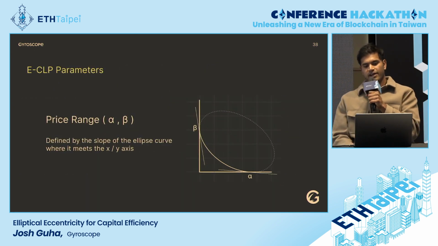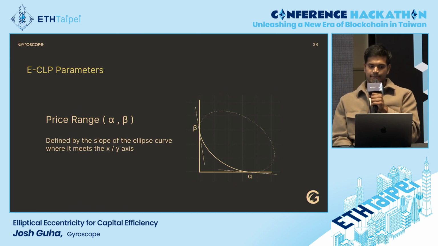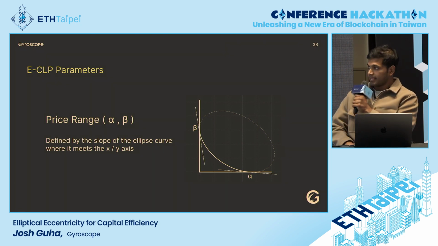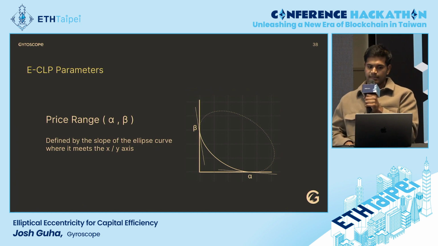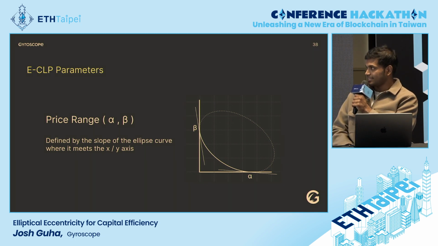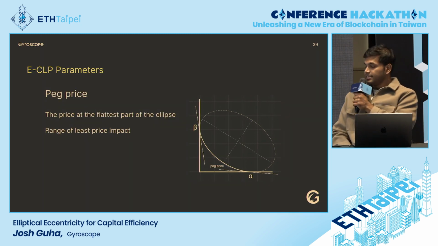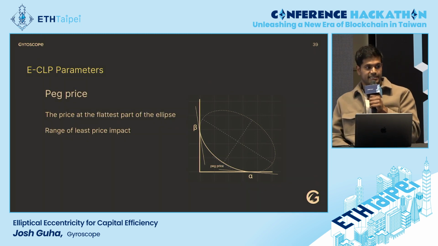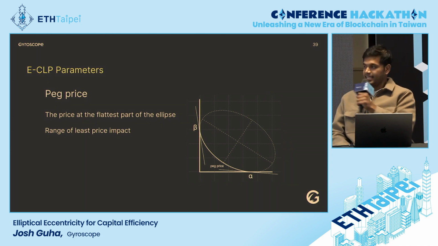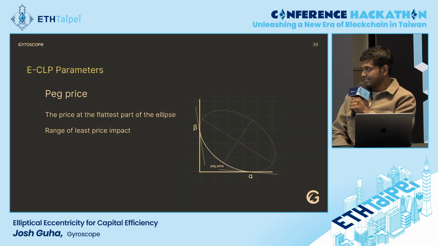So the ECLP provides concentrated liquidity similar to Uniswap v3 by constraining trading to within a trading range, alpha to beta. The prices alpha and beta are determined by the slope of the ellipse where it intersects the x and the y axis, as you can see here. The next interesting parameter of the ECLP is the peg price, which is the price where the ellipse is at its flattest, and it's also the price where there's least price impact.